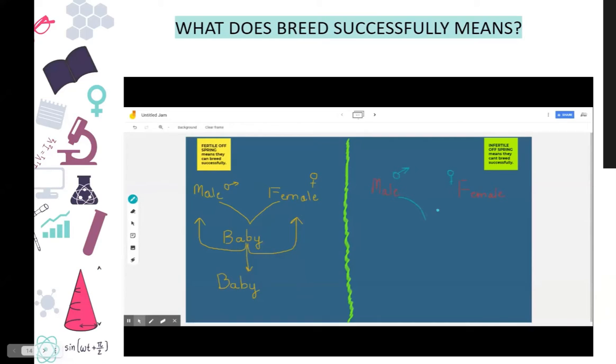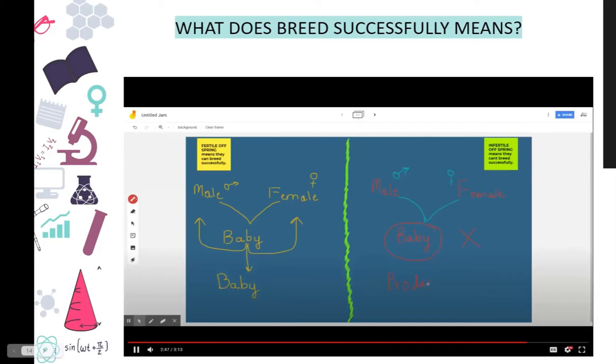Now both of them are going to breed. They will produce a baby. Listen, male and female, they're going to mate, they will produce a baby, okay? But their baby cannot produce a baby. Now this baby again will be a female or a male, but this baby cannot produce a baby. This is called infertile offspring. It cannot produce a baby. Is it clear to all of you?